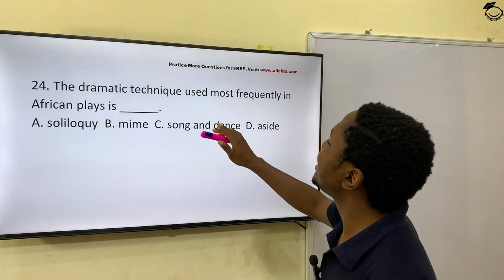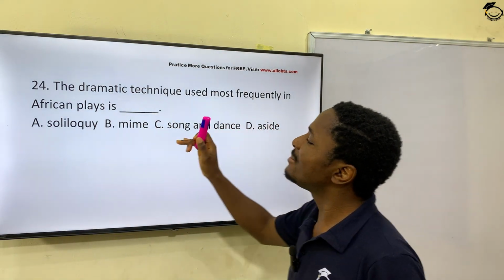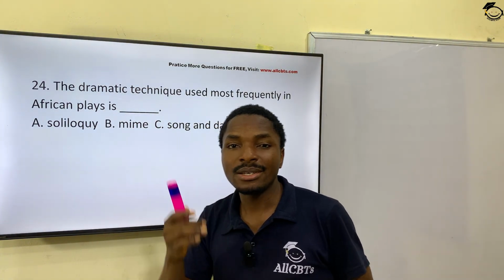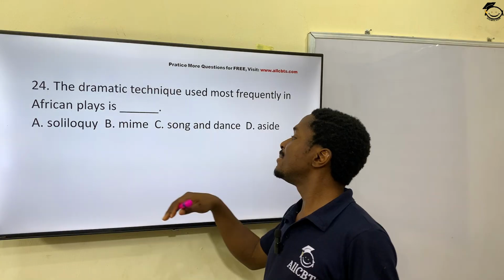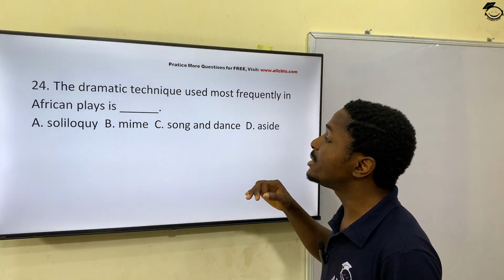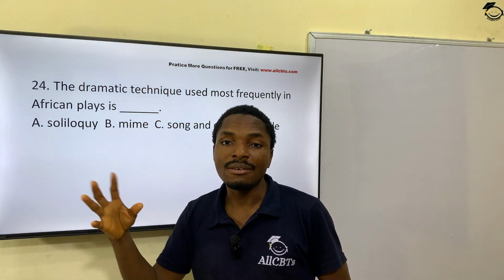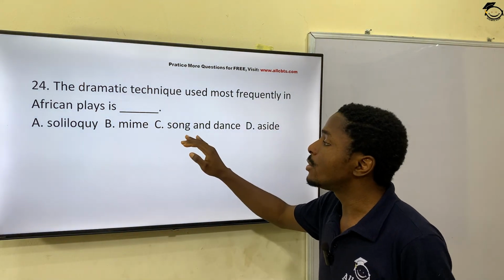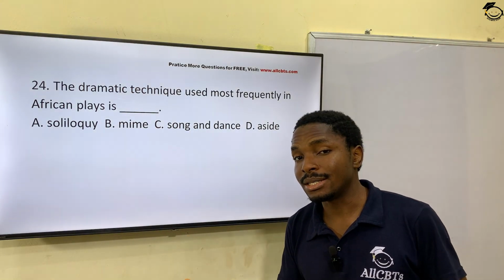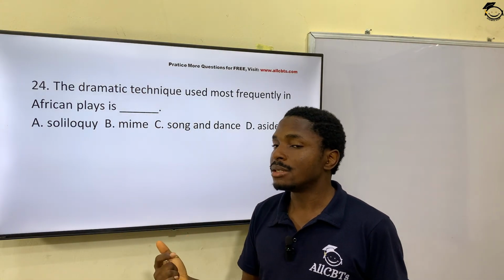The dramatic technique used most frequently in African plays is dash. Is it soliloquy, mime, song and dance, or aside? So the technique that we mostly use in African plays is song and dance. We often use cultural songs and dance in African plays.